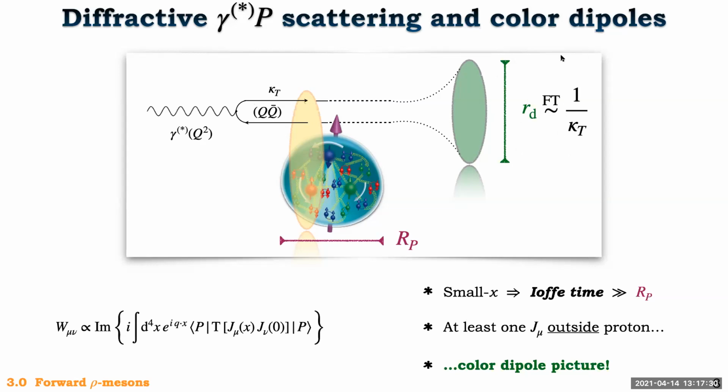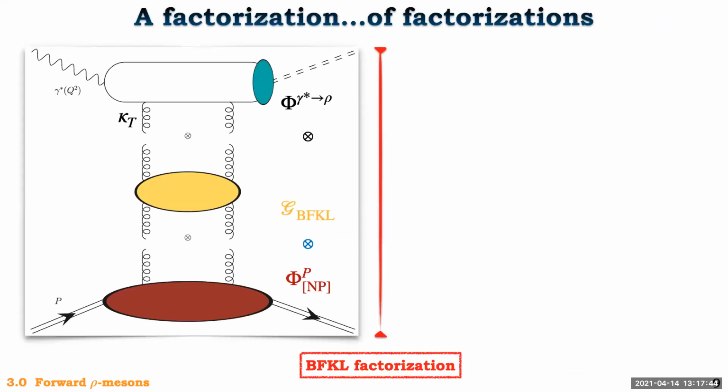So it means that in order to respect kT high-energy factorization, we have to probe small dipole size, which means large kT, via this Fourier transform. So in our factorization, we are able to distinguish different sub-factorizations. That's why I call it factorization of factorizations, because the first factorization is the BFKL one, between two impact factors and the BFKL gluon Green's function. The lower part of the diagram represents our UGD.